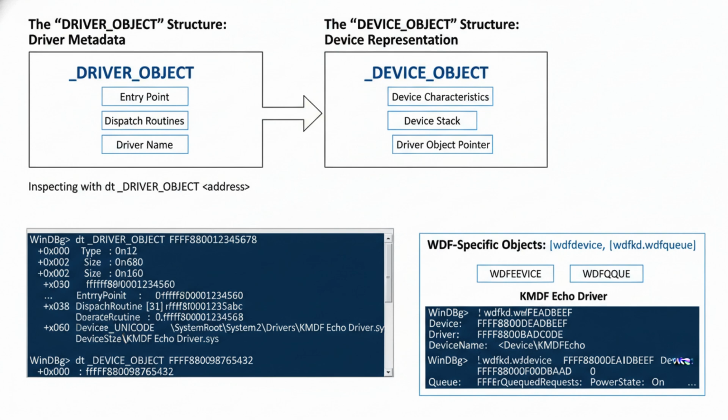The !wdfkd.wdfdevice and !wdfkd.wdfqueue extensions are invaluable for delving into the KMDF object model, allowing us to examine specific WDF device and WDF queue objects. These commands provide a comprehensive view of how our Echo driver manages its devices and queues I/O requests, offering insights into its PNP and power management states.